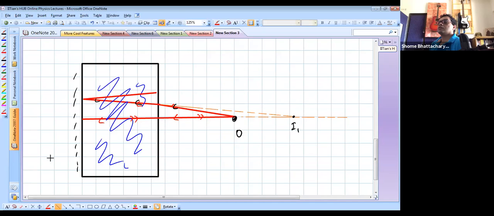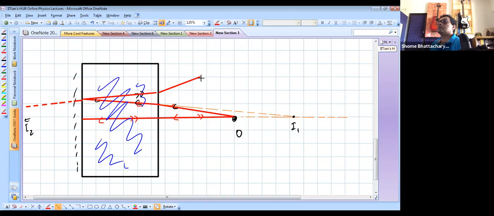Kind of run out of real estate here, but they will appear to be coming from some point behind. So somewhere behind, I would have my second image. And then this ray here would again be refracting, and this time when it refracts, it will bend away from the normal.